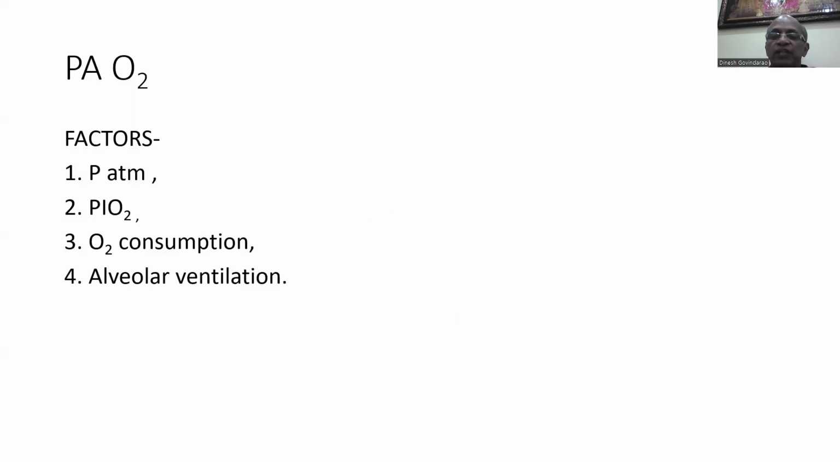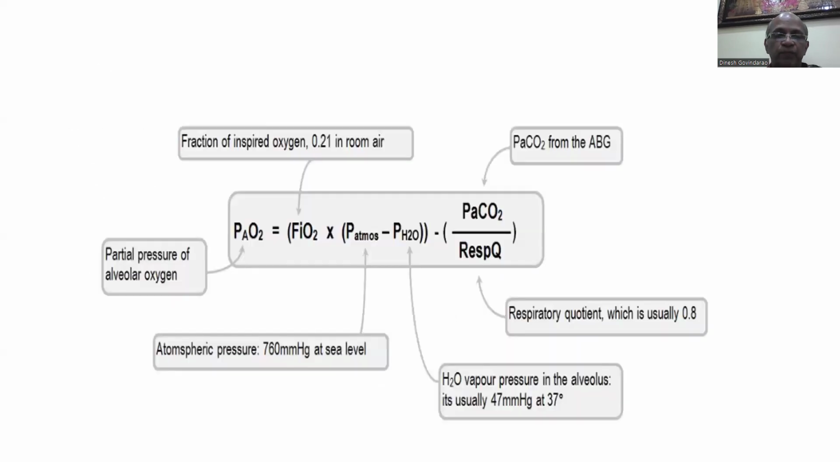The alveolar oxygen partial pressure is affected by the atmospheric pressure, as we have already seen, the inspired oxygen partial pressure, the oxygen consumption, which is quantified by the production of carbon dioxide and the respiratory quotient, and the alveolar ventilation.